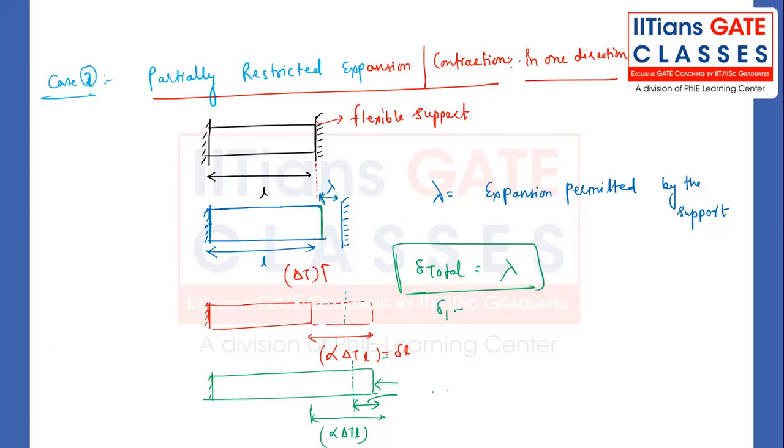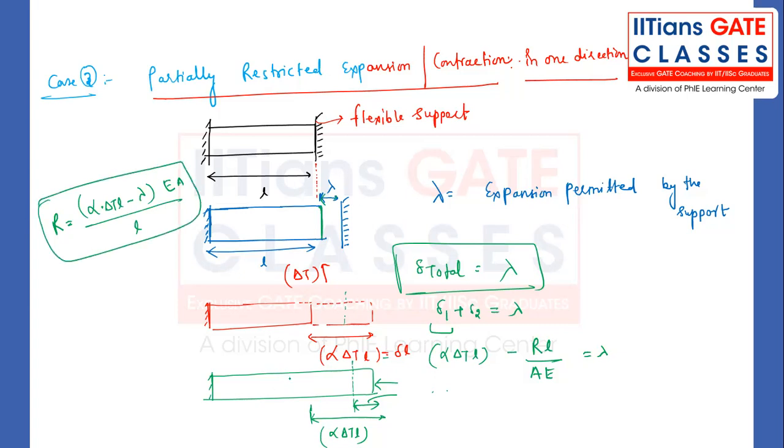In this, we have delta 1 plus delta 2, that is equal to what? Lambda. What is the delta 1? Thermal deformation, that is alpha into delta T into L. And what is the delta 2? That is the mechanical deformation, that is nothing but R into L divided by AE. When you solve it, you are going to get R is equal to (alpha into delta T into L minus lambda) into E by L into A.